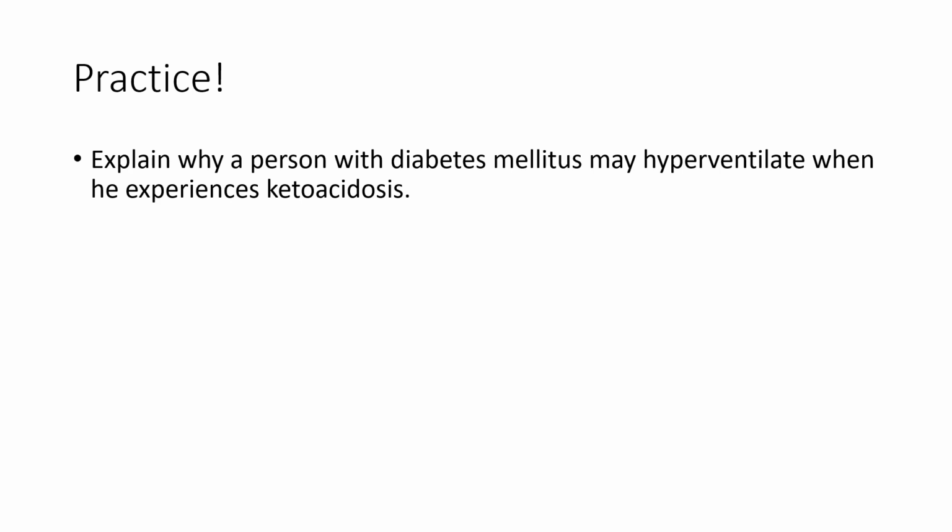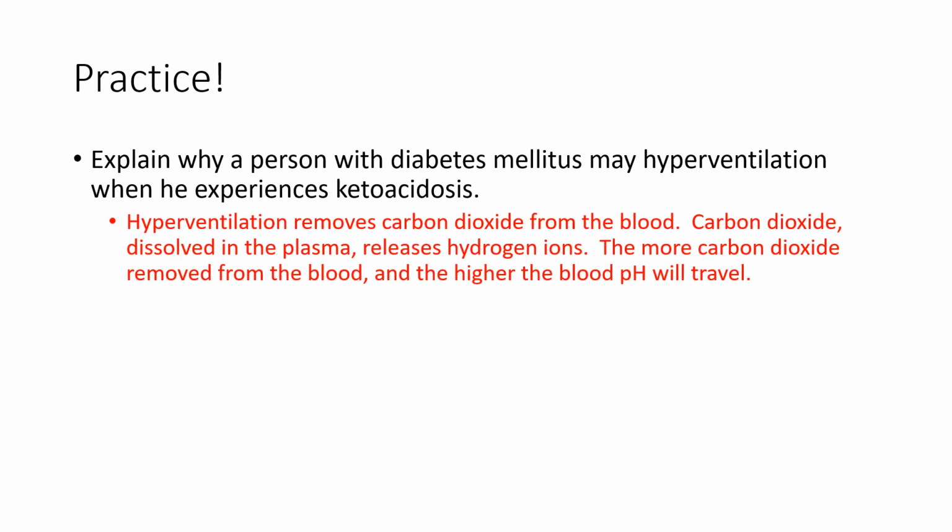Another practice problem for us, you may again want to pause until you've had a chance to work this one out. Okay, so ketoacidosis is what's drawing my attention here. And you see that a person with diabetes mellitus may hyperventilate when they have ketoacidosis. All right, so acidosis means we have too much CO2 and/or hydrogens in the bloodstream. And by breathing faster, you get rid of more of that carbon dioxide and thereby get rid of that hydrogen as well.